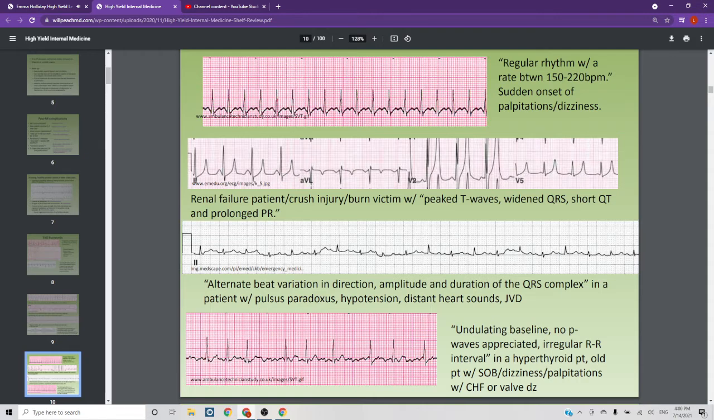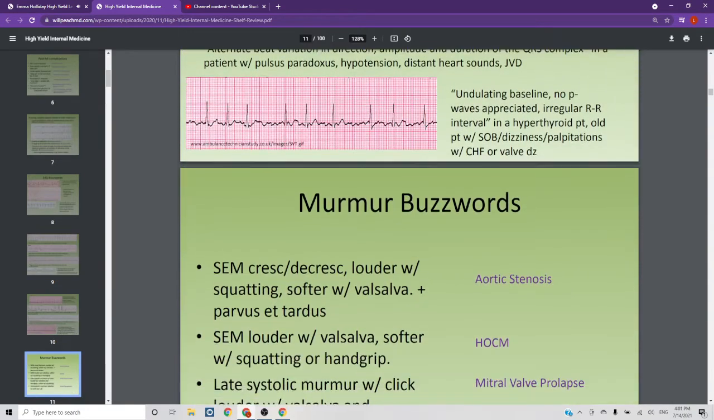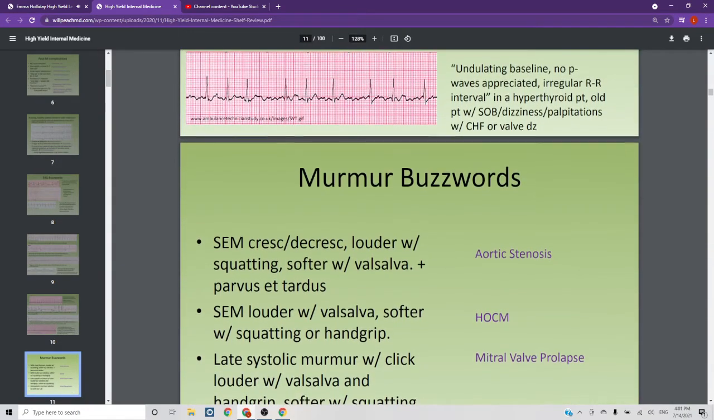All right, number 4. There you go. You can't really see P waves there, right? There's kind of some squiggly business along the baseline. So this is AFib. They might describe it as an undulating baseline. Can't see the P waves. It's irregularly irregular. And in the clinical vignette, the patient might be hyperthyroid. That's pretty common. Or somebody taking too much of their Synthroid.